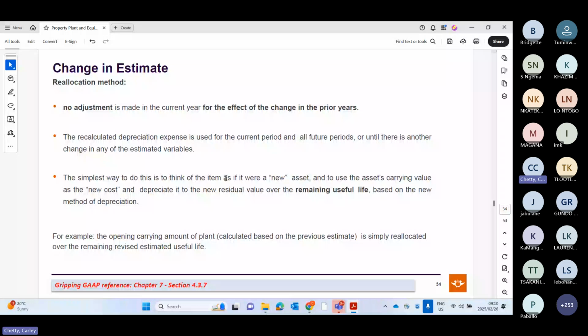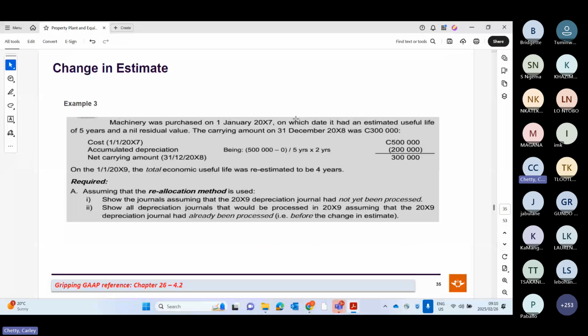Here, machinery was purchased on 1 January 2007, on which date it had an estimated useful life of 5 years and a nil residual value. The carrying amount on 31 December 2008 was 300,000. So the cost was 500,000. Then we had accumulated depreciation for 2 years, which was 200,000. Then we had the net carrying amount on 31 December 2008, which is 300,000. On the 1st of January 2009, the total economic useful life was re-estimated to be 4 years.